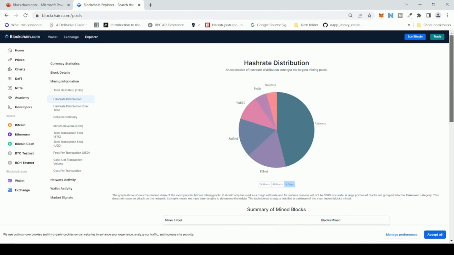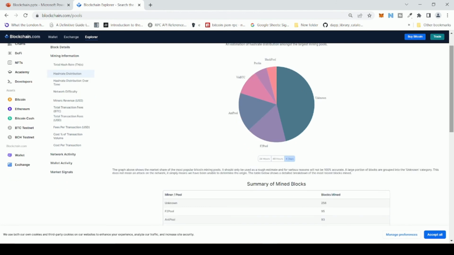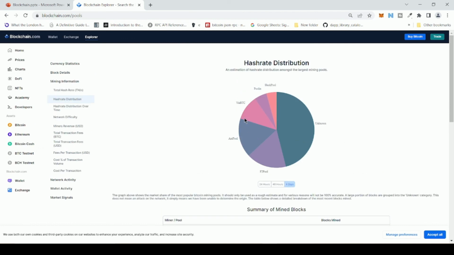Okay, so this is for Bitcoin. I'm on this website, blockchain.com/pools, and here you can see the different mining pools. These different mining pools have different hash rates, and this Unknown is occupying the major portion here, right? So he is the most powerful, I would say, in this hash distribution. And then we have AntPool, ViaBTC. So there are different mining pools at this point in time.